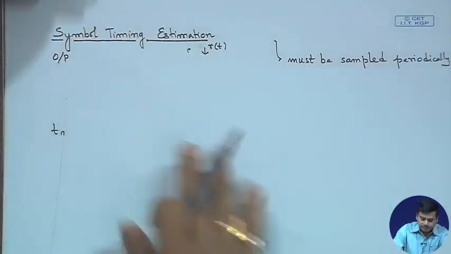With this, we now move to the discussion of symbol timing estimation. If we summarize and try to see how we did this particular subject, in the initial part we assumed all ideal conditions.